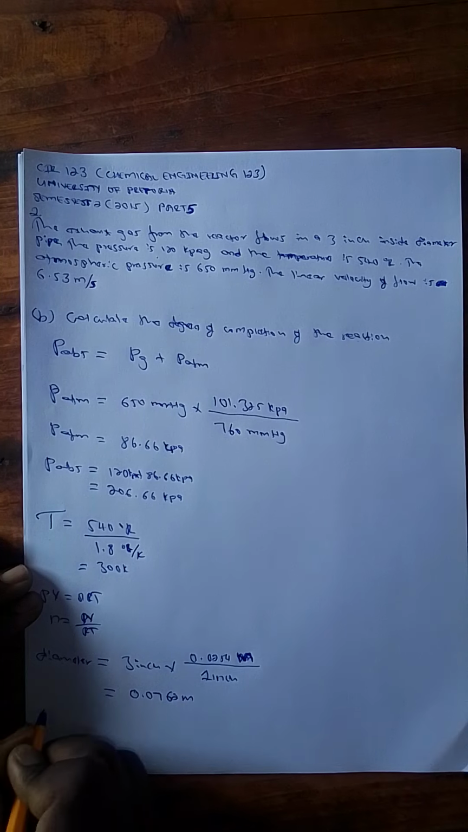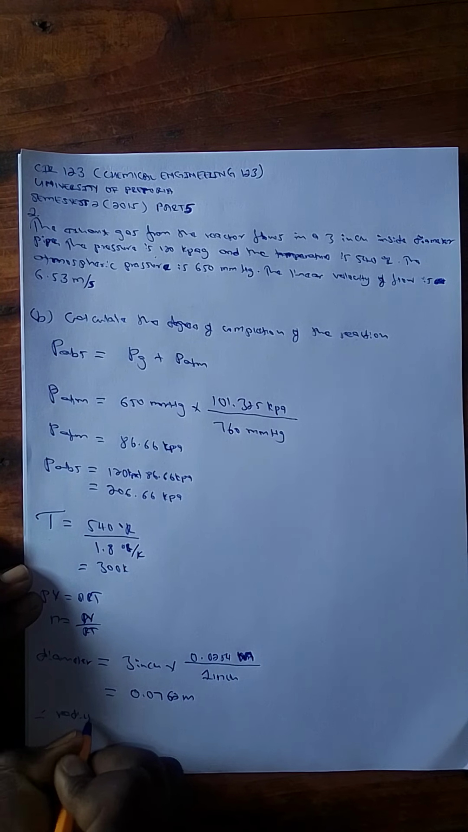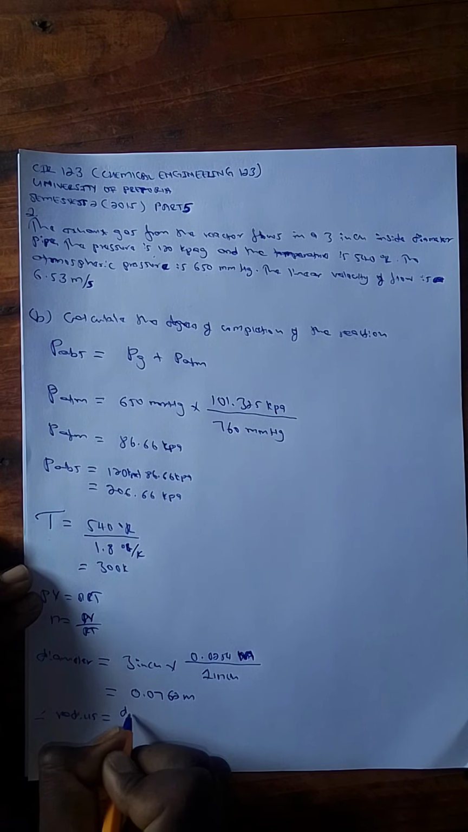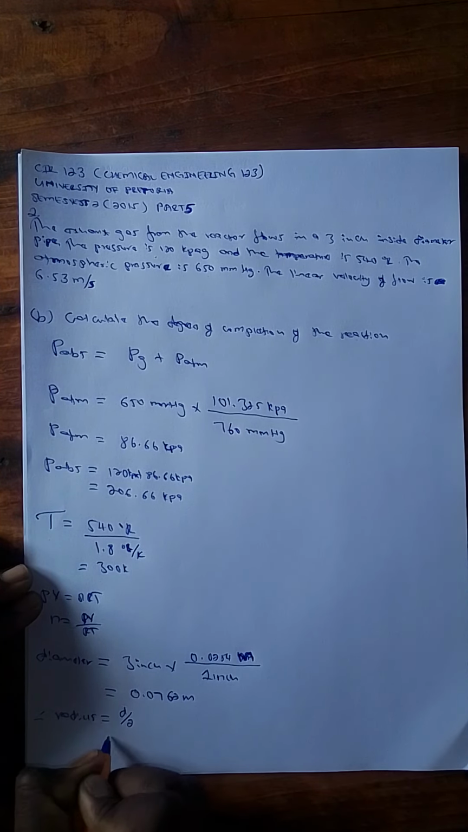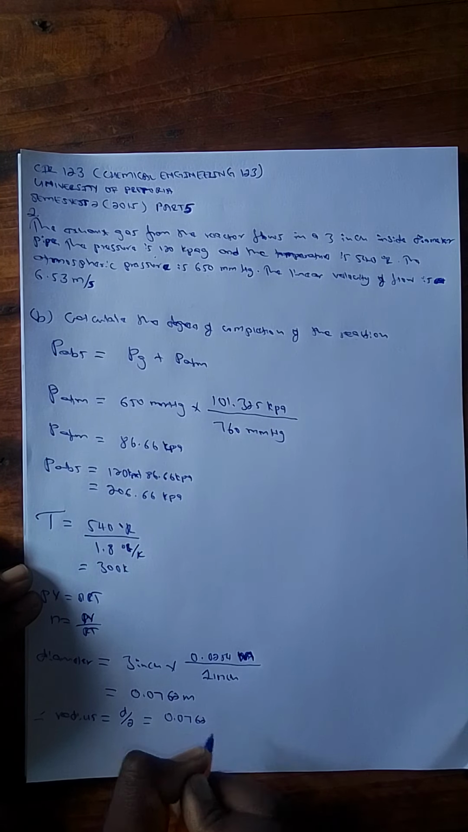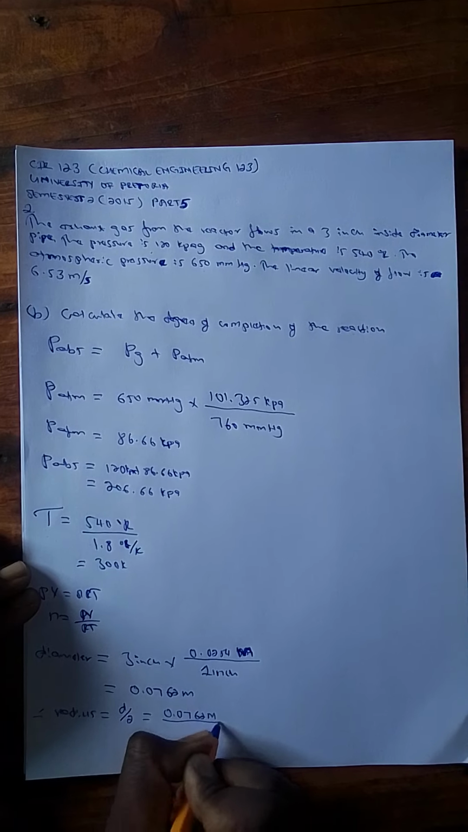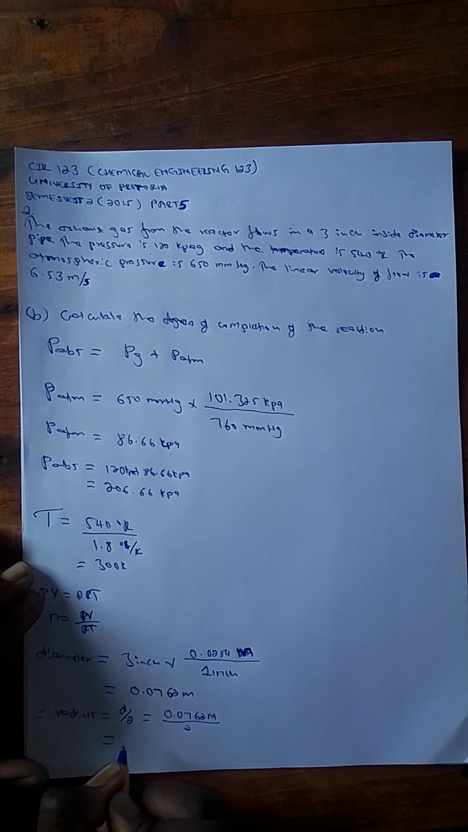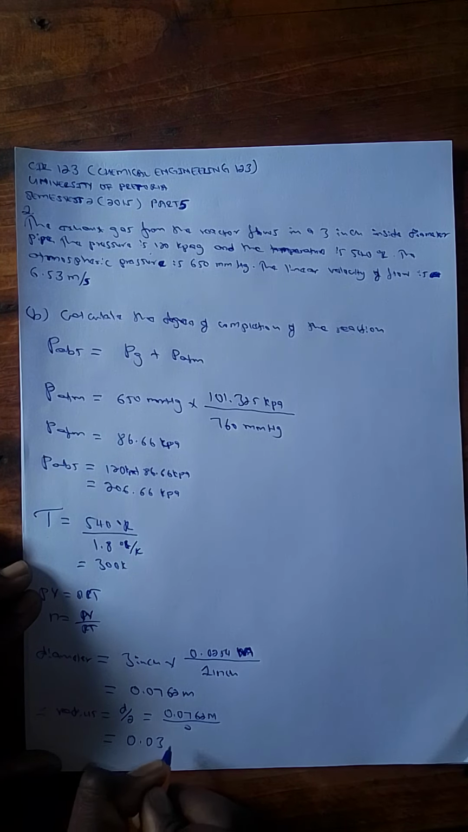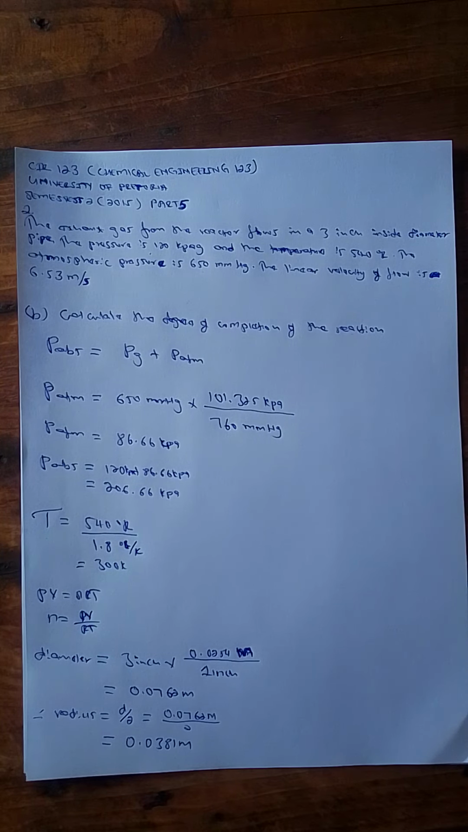So we can always say, therefore, radius is equal to diameter all over 2, which then is equal to 0.0762 meters all over 2. And if you use your calculator, it gives you 0.0381 meters. So this is going to help us to actually calculate the volume so that we can be able to use it in this equation.